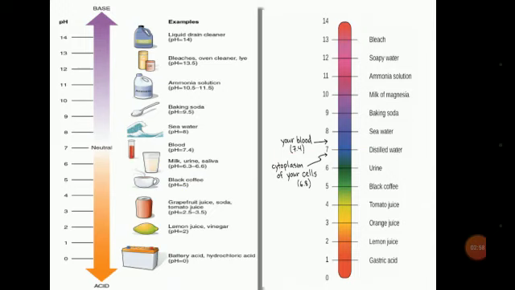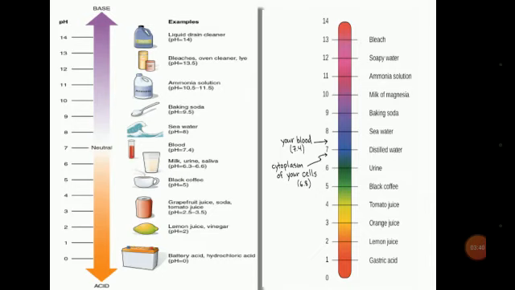Ammonia solution that is relatively more dilute has a pH ranging from 10.5 to 11.5. Baking soda has a pH of 9.5. Seawater has a pH of 8. Blood 7.4. Milk, urine, saliva have a pH of 6.3 to 6.6. Black coffee has a pH of 5.